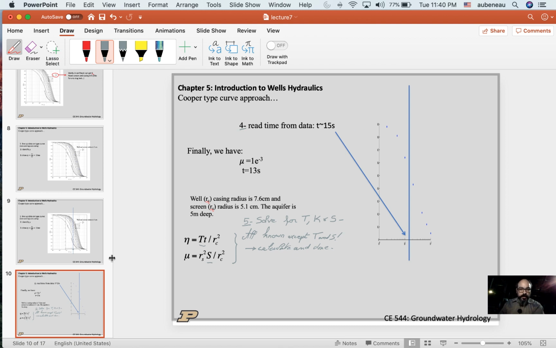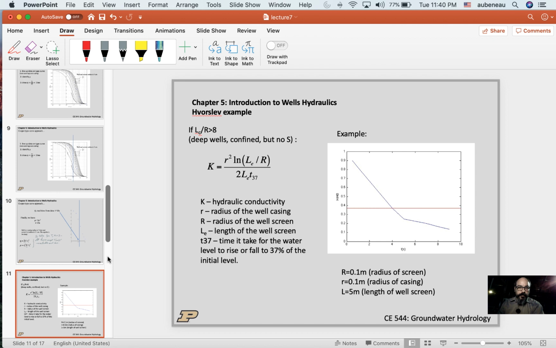Now the next method is the Bouwer-Rice, or Hvorslev, method, and this is typically valid when the length of the casing divided by the radius is more than 8. So basically deep wells in confined aquifers typically. This is a very efficient method, it's very easy, but you don't get storativity out of it. Let me try and get my red.